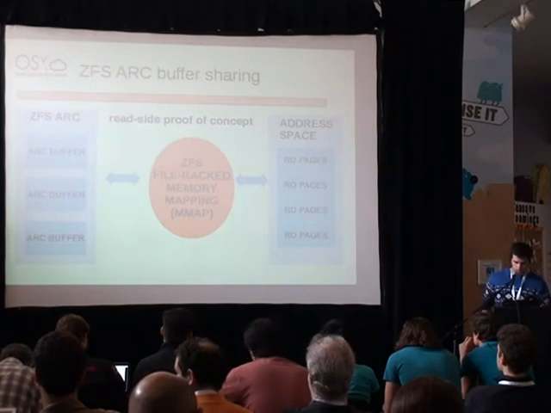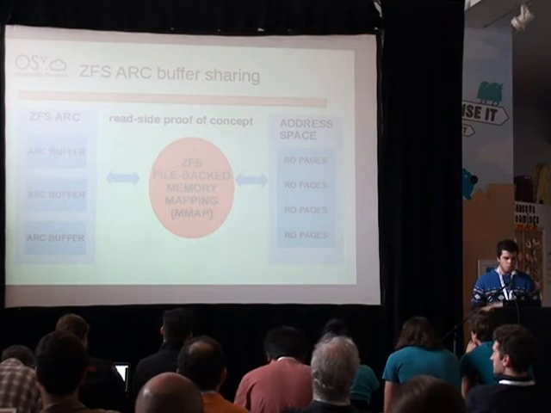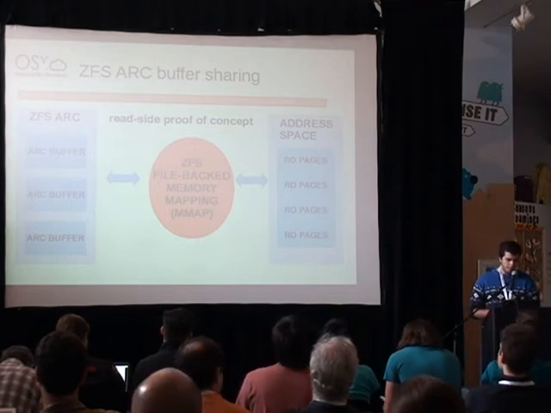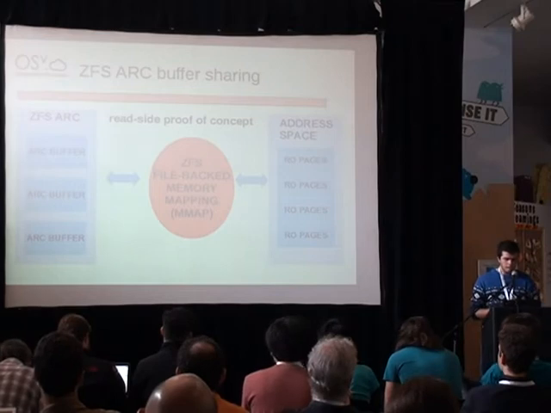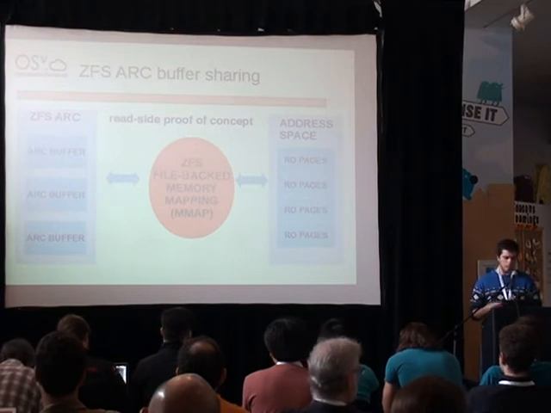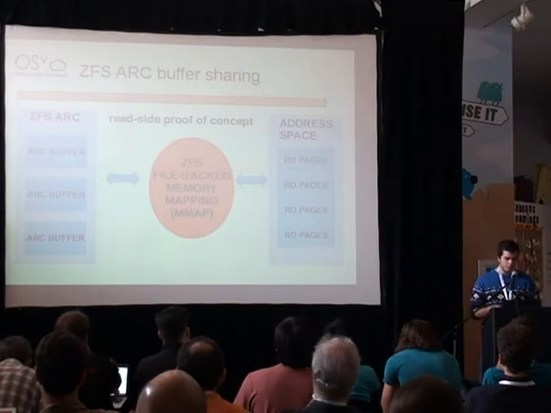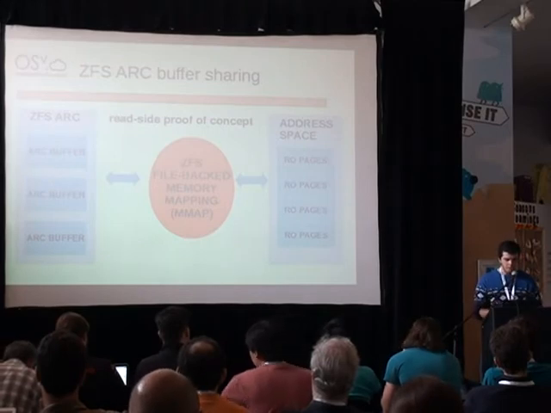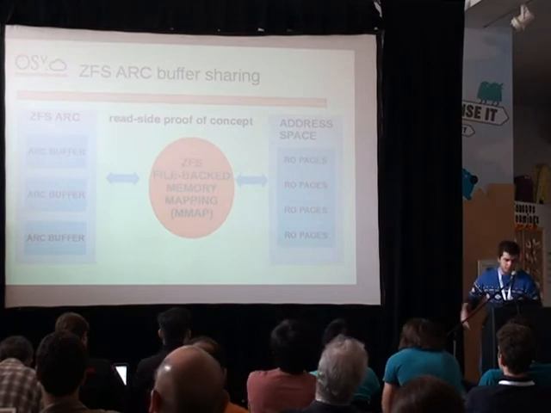So let me go here. That basically explains how our ZFS ARC buffer sharing works. You have here the centralized function for memory map, where the application will issue an mmap call, wanting to map a range from a file into the address space. In ZFS on Linux, the operating system itself would go to ZFS ARC, get those buffers, copy them and map them into the address space. So you would end up with duplicated buffers in the address space.